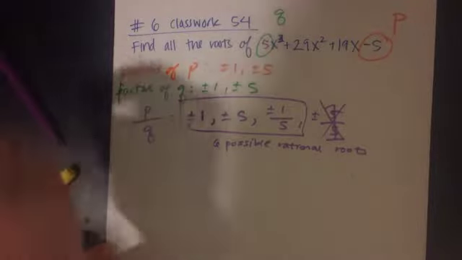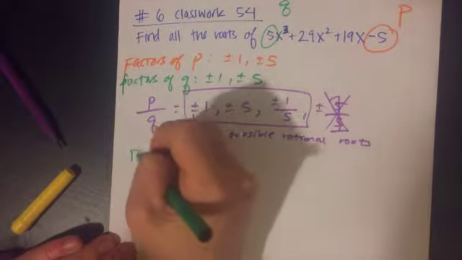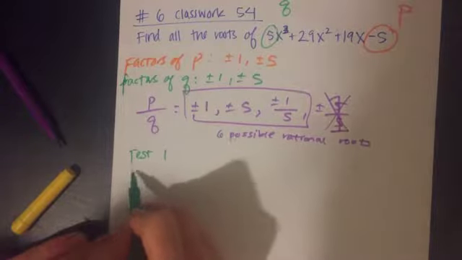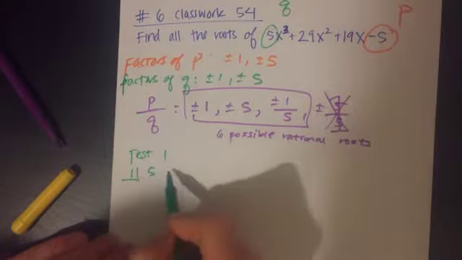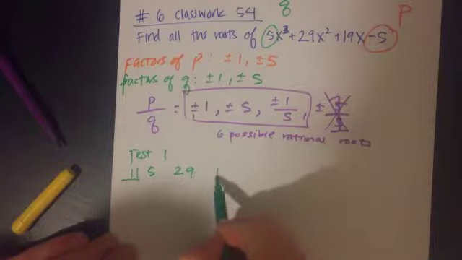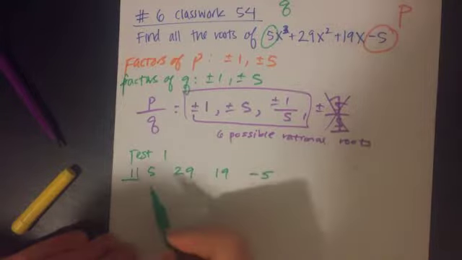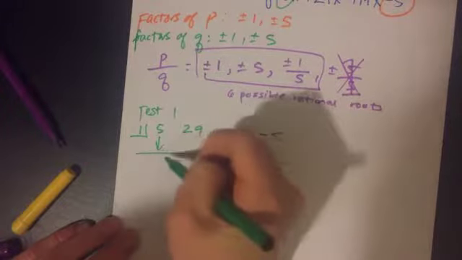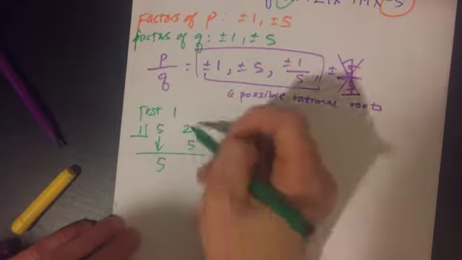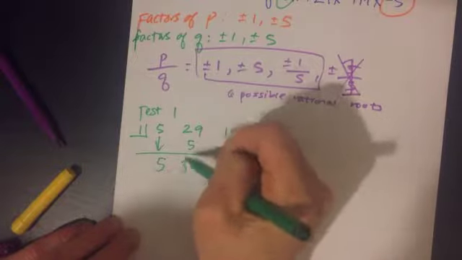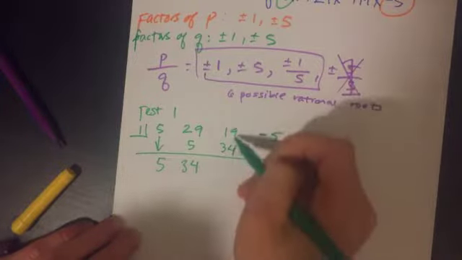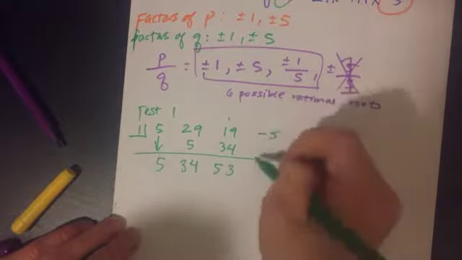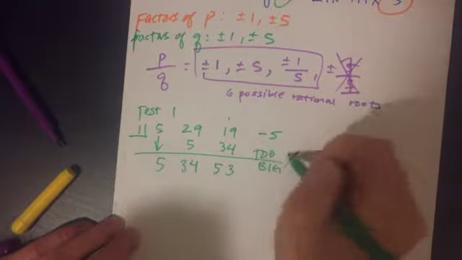And really, all you gotta do is start testing. I don't know. Let's test 1. Okay, so what am I going to do? I'm going to bring down the 5, then multiply, then add. What is that? 34. Then multiply, then add. And I can already tell that it's too big. So it's not 1.